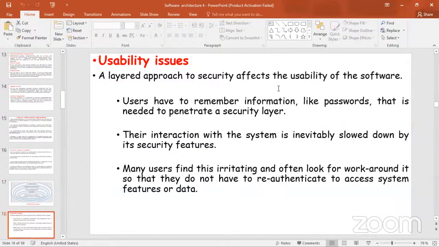Now, a layered approach to security affects the usability of software. Users have to remember information like passwords that are needed to penetrate a security layer. Their interaction with the system is inevitably slowed down by security features. Now, many users find it irritating and often look for workarounds so that they do not have to re-authenticate to access features or data.